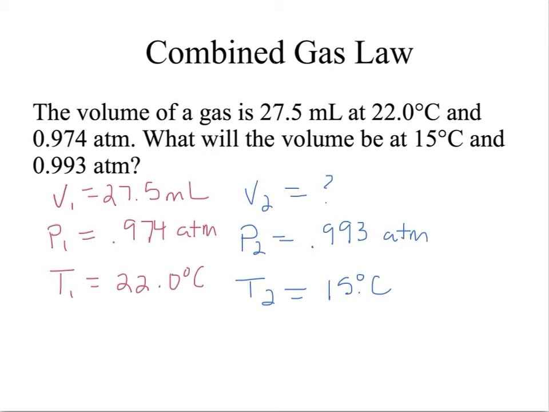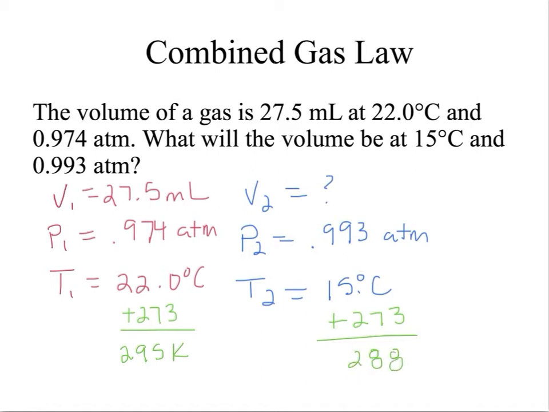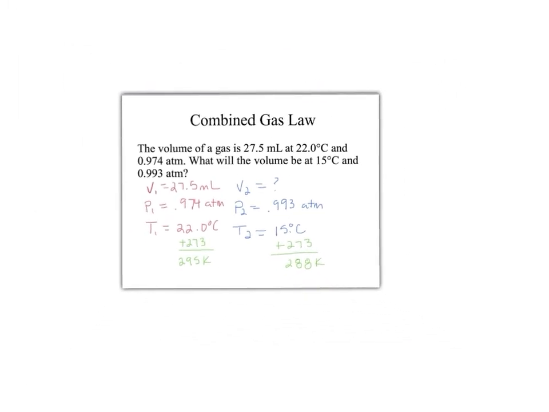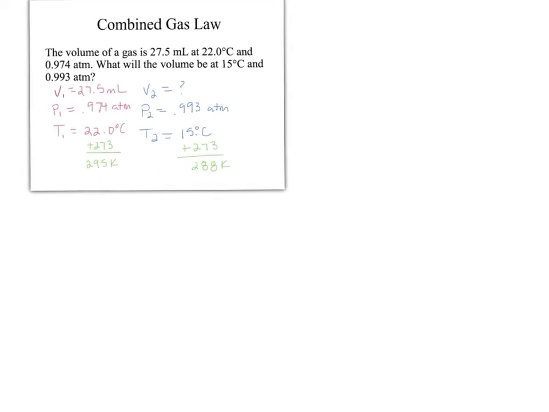So, first thing I want to remember to do is convert my temperature to Kelvin. So I'm going to add 273 to each. So my initial temperature is 295 Kelvin, and my final temperature is 288 Kelvin. I'm going to minimize the problem here, and we can plug in our variables and calculate.